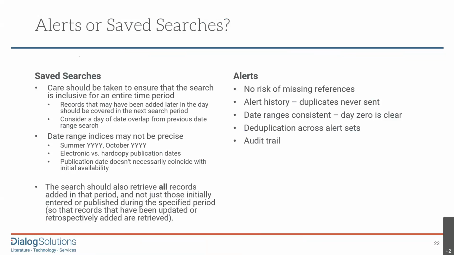So if you have 2 alerts, one for drug A and one for drug B, and the same article appears for drug A and appears for drug B, that can be deduplicated, and you can just have one article in your system, which will ultimately save time and money.